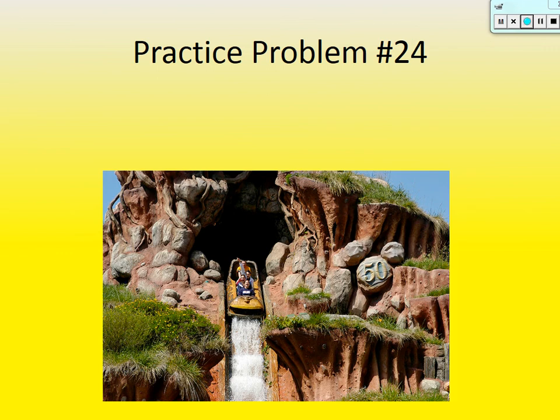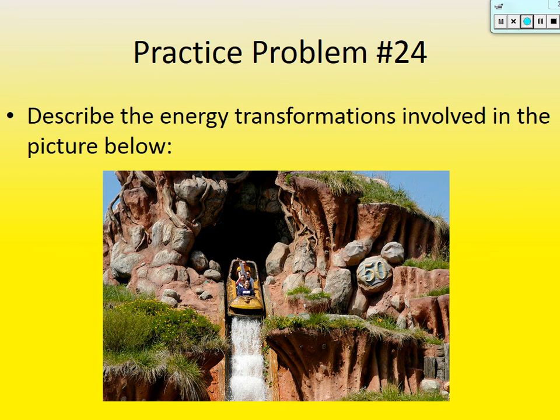Okay, last one. You guys tell me the energy transformations that are involved here. Okay, let's just do this one together. So you're on this Splash Mountain and it's at the top. What kind of energy is at the top? Potential. But it is still moving. So should we say what? Mechanical. Yeah. Because it is potential, but it's still moving. So let's put mechanical.